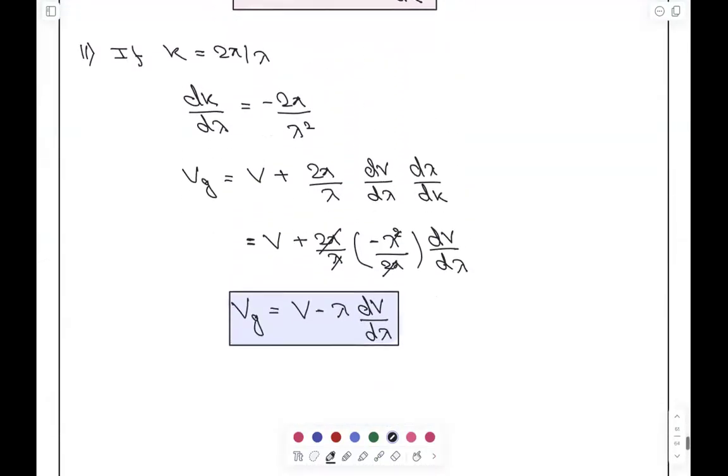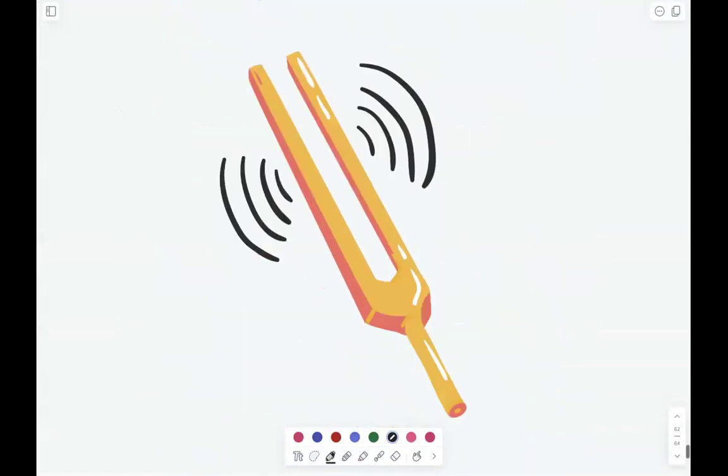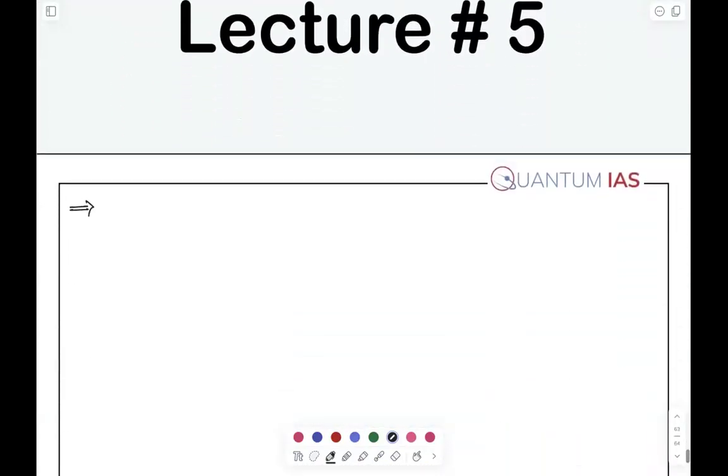Omega is equal to k v. K is 2 pi by lambda. What is omega? Omega is 2 pi f. One thing you should understand: what is omega? Anyone? Frequency. Angular frequency.